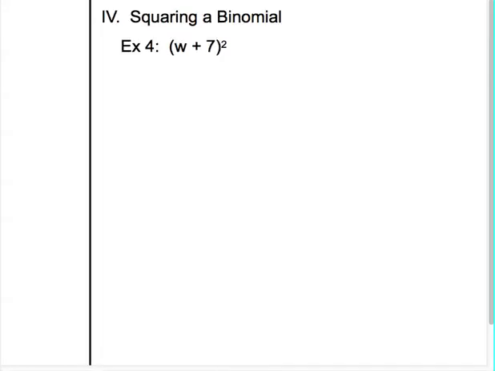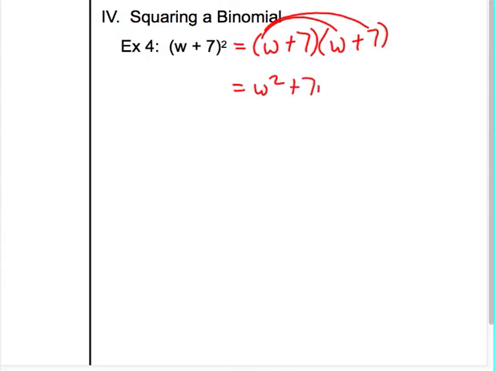All right, our last special case is the perfect square trinomials. So what we're going to do with this is end up factoring them back to a binomial squared. So I want to remind you of how we square a binomial. We do not distribute the 2. To square something means to multiply it by itself. So I'm going to take w plus 7 times itself. Distributing, I get w squared plus 7w plus 7w plus 49.